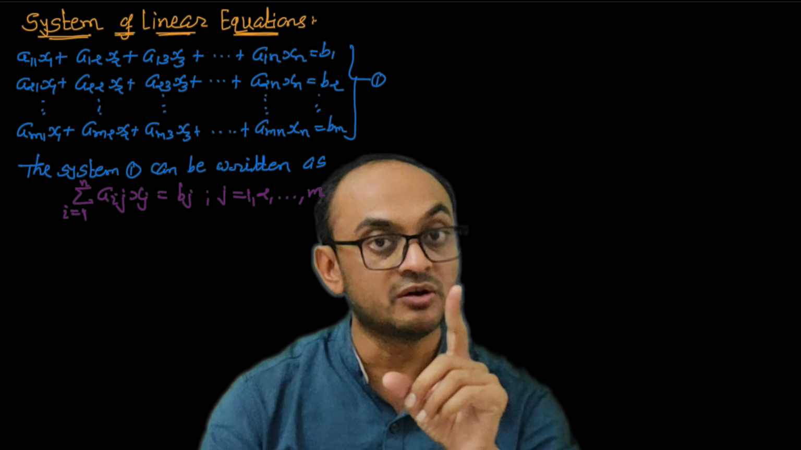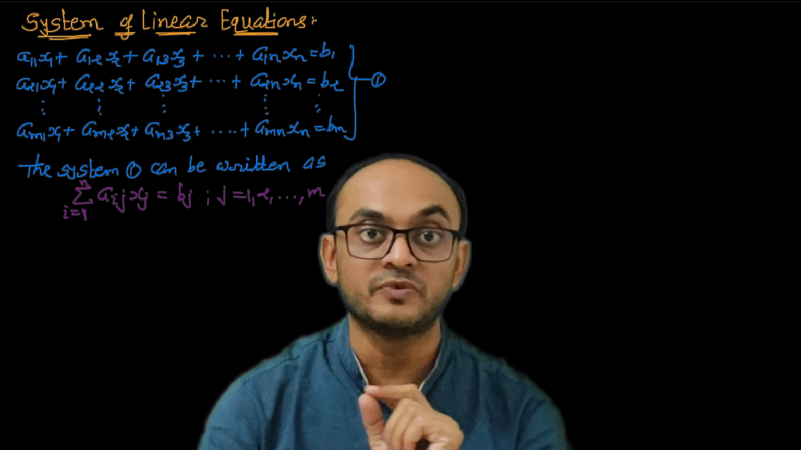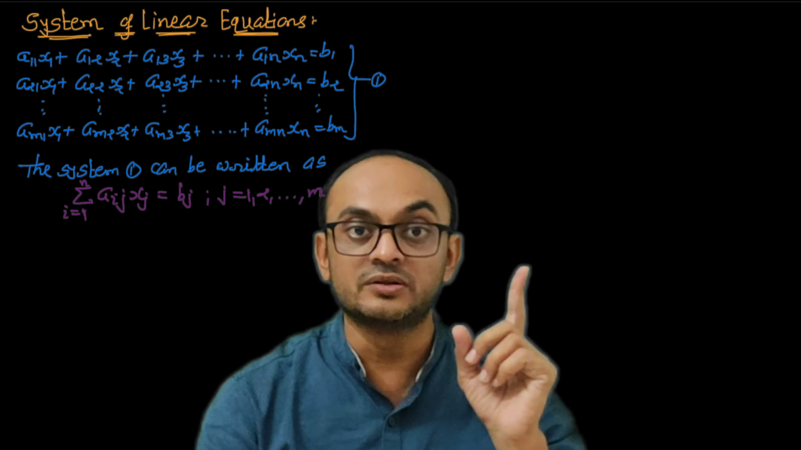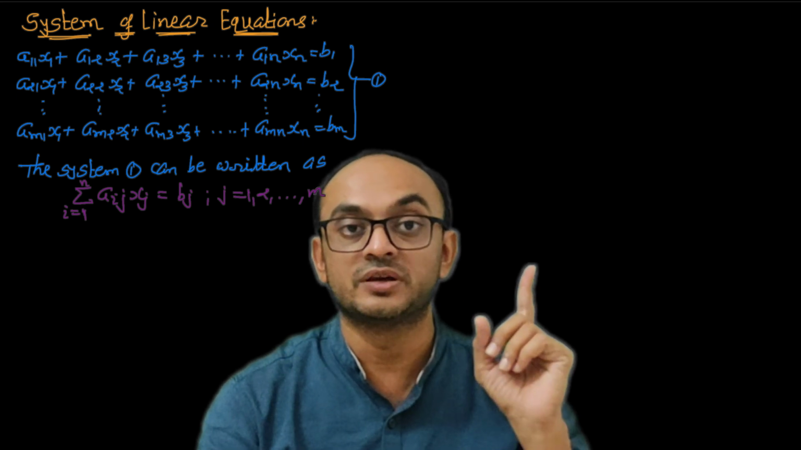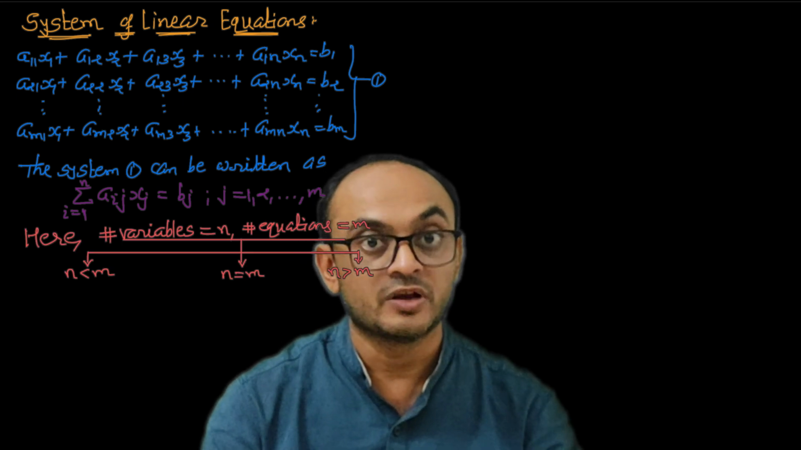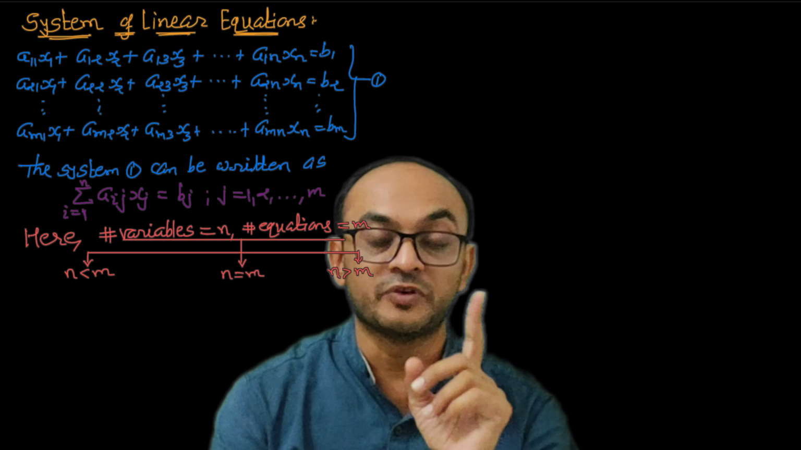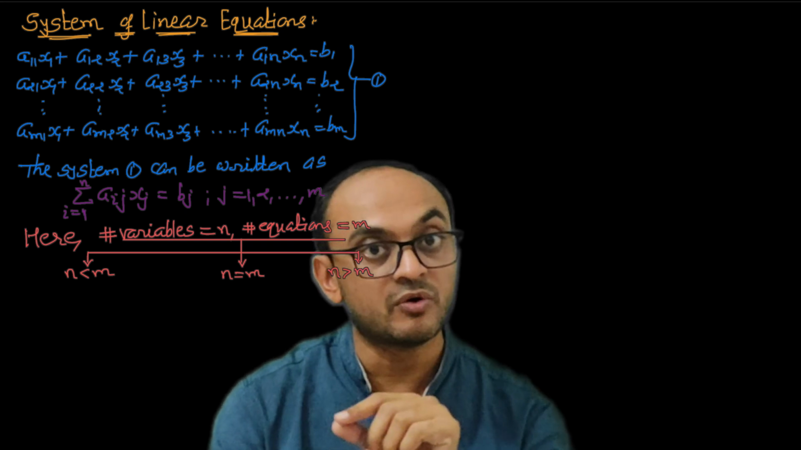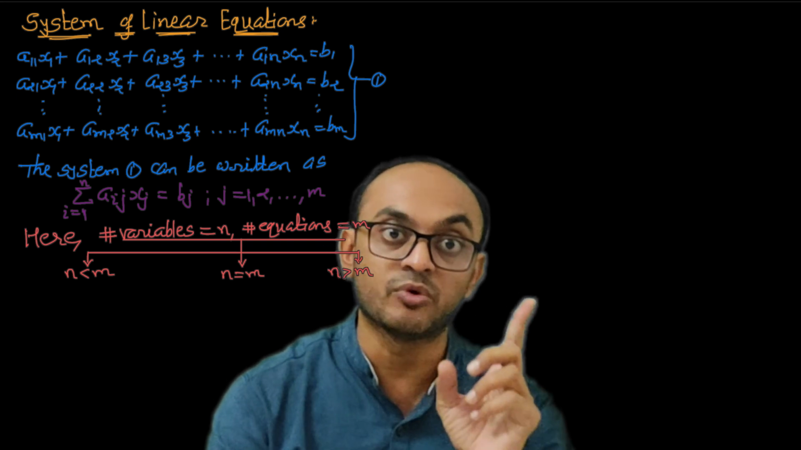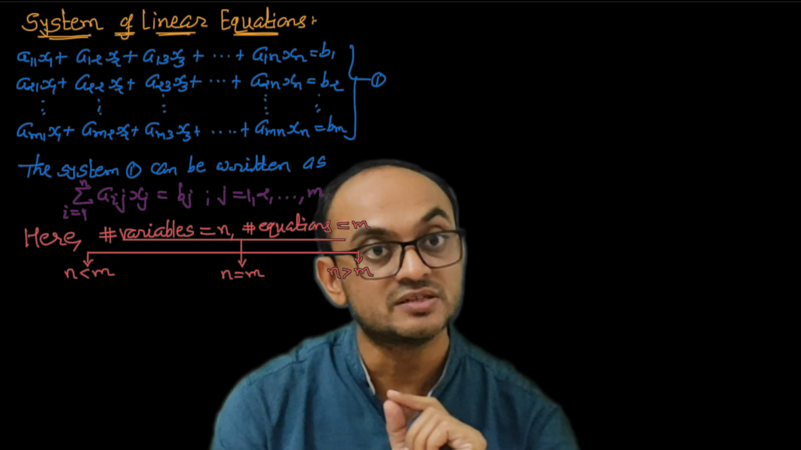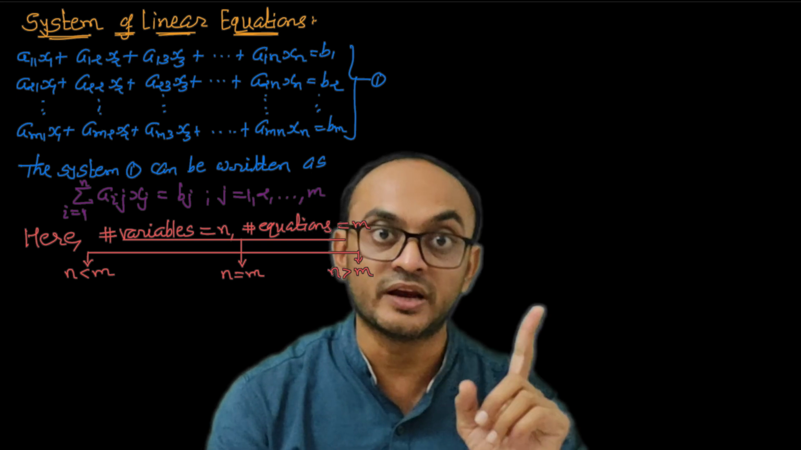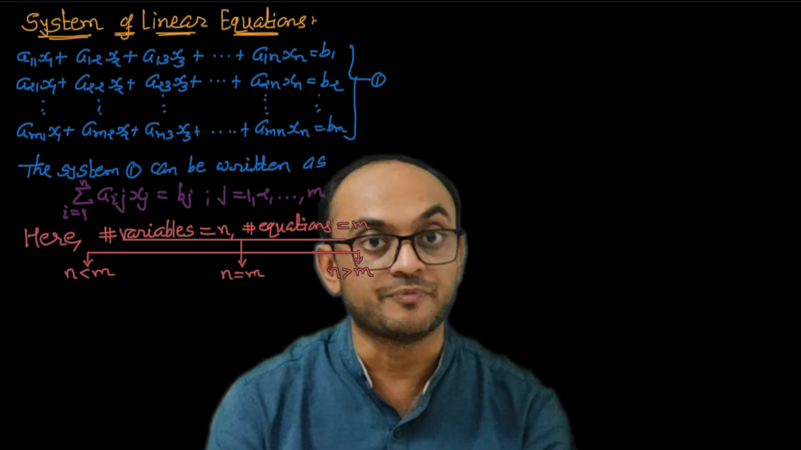So let us recall the concept of a system of linear equations very quickly. Here we have a system of equations with n variables and m equations. So we have three possibilities: the number of equations is less than the number of variables, greater than the number of variables, or the same as the number of variables. That is, n is either less than m, greater than m, or equal to m.